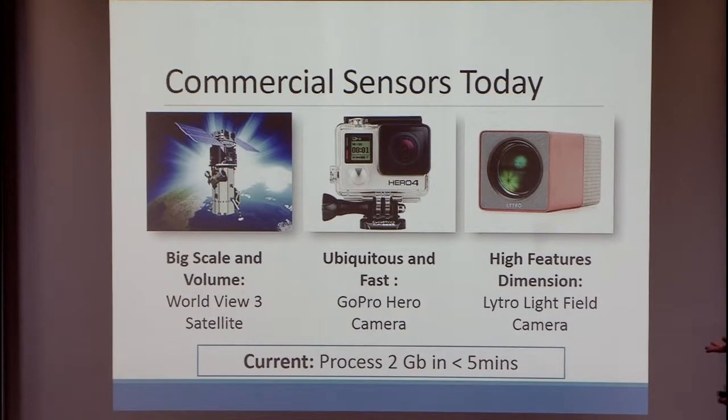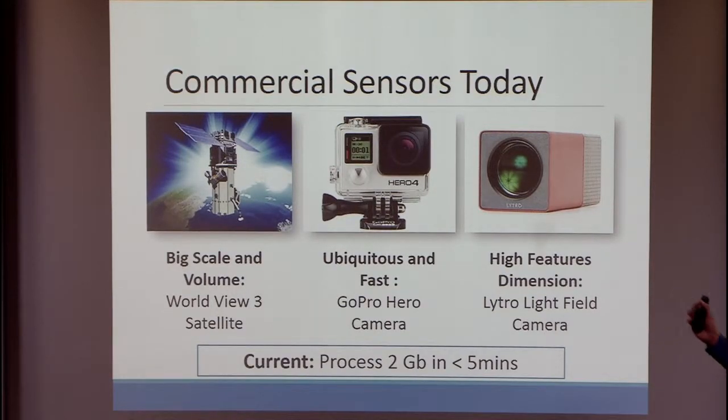These are the sensors we have today. They are big in terms of scale and volume. For example, the WorldView 3 satellite, which was launched this year in August, and cameras are getting ubiquitous and fast, like your GoPro cameras. The last one is high dimension. We're looking at light field imaging and hyperspectral imaging, so image data will become high dimensional in the near future. The goal of efficient computation in image processing today is to process 2 GB of images in under 5 minutes. I did not pull these numbers out of thin air.